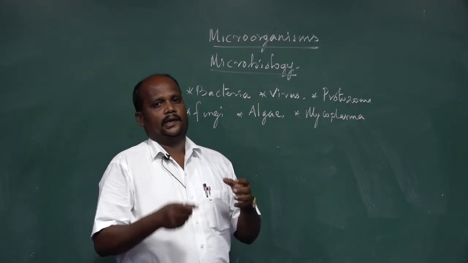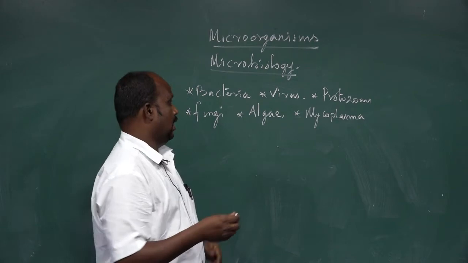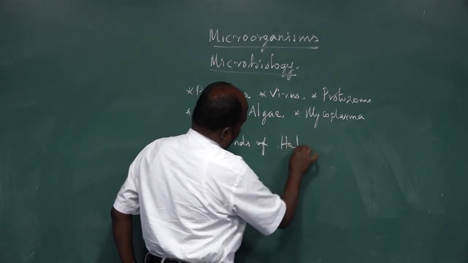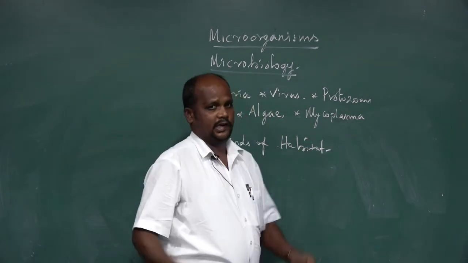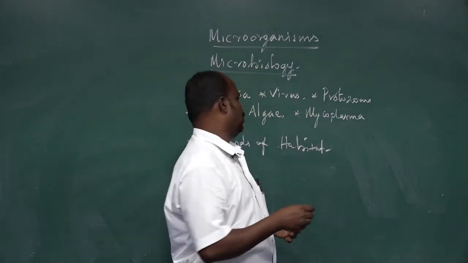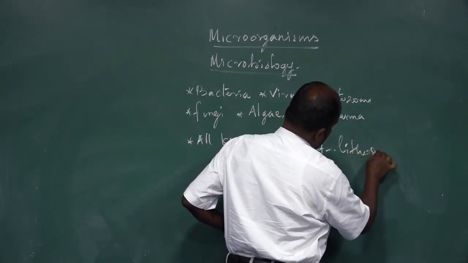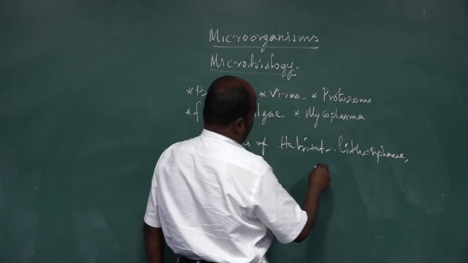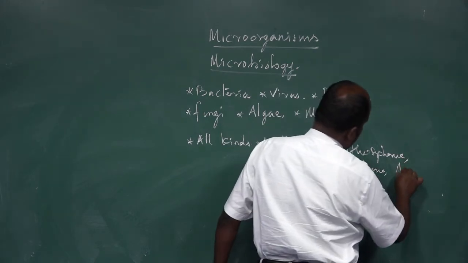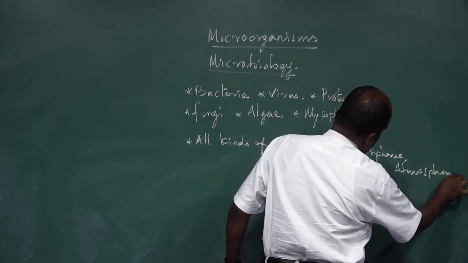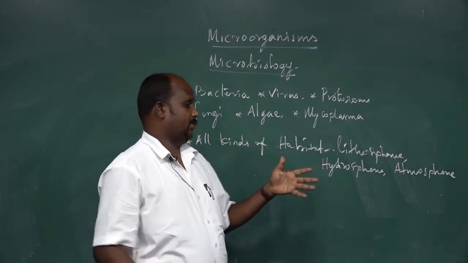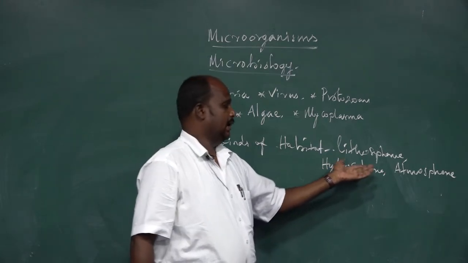These microbes are present in all kinds of habitat. What is all kinds of habitat? It means they are spread everywhere. The earth surface is divided into three layers. One is the lithosphere, second one is hydrosphere, third one is atmosphere. This is all kinds of habitat. So microbes are spread over the earth surface, divided into three parts: the lithosphere, hydrosphere and atmosphere.